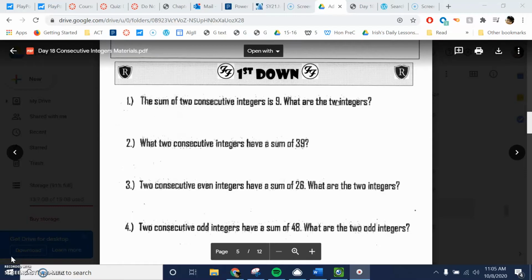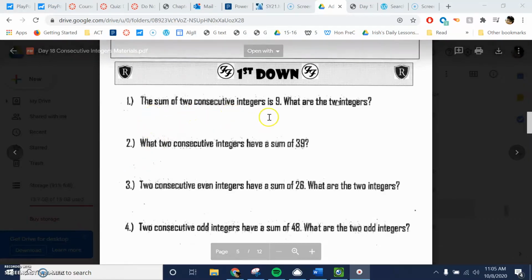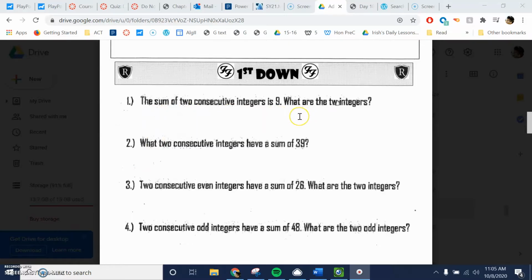Okay, so what are we going to do? We're going to look at consecutive integer problems today. But the first thing we're going to do is look at this and think about, can we do it in our head? So number one, read along with me. The sum of two consecutive integers is 9. What are the two integers? Do you know what they are? Yeah, 5 and 4. So let's do it.